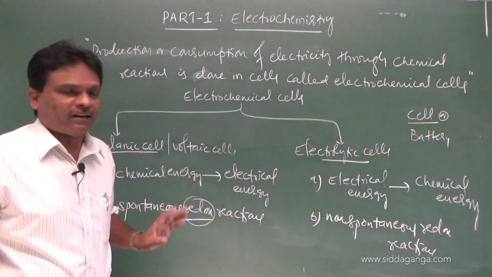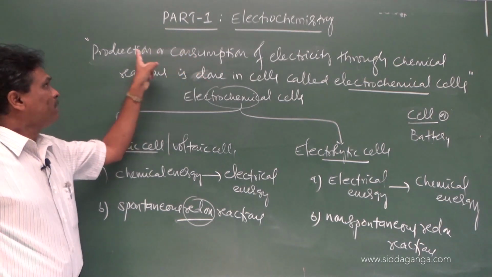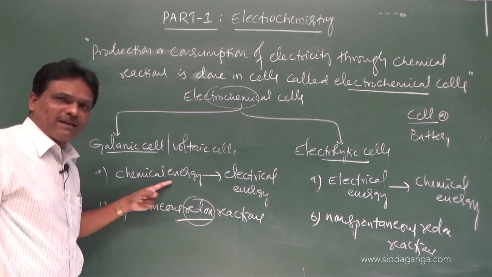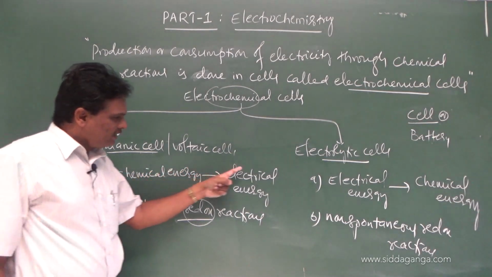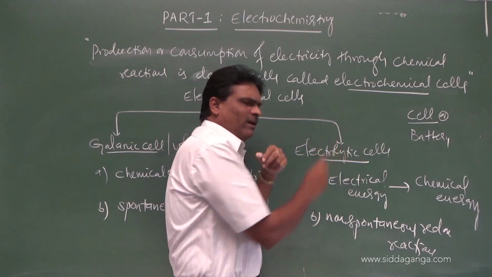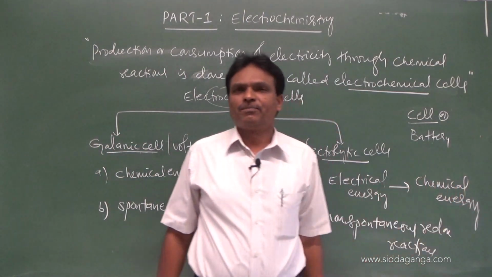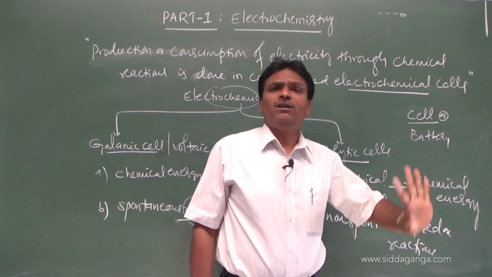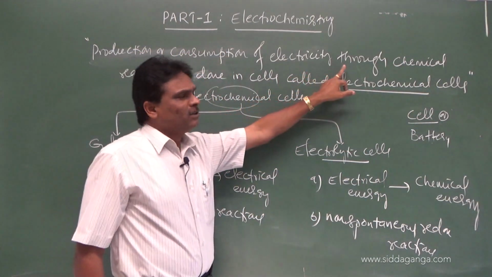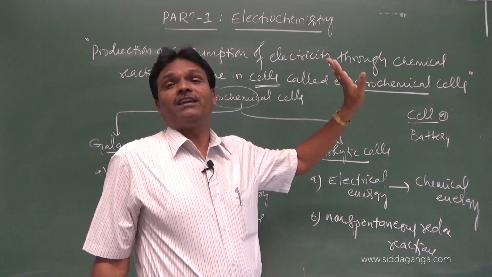Very important point, don't get confused. So what are electrochemical cells? Look at this definition: production or consumption. Production of electricity in the case of a galvanic cell is by means of chemical reactions, which means chemical energy is converted into electrical energy. That is a galvanic cell. Then consumption of electricity: in electrolytic cells, electrical energy is supplied to molten electrolytes, we get chemical substances, which means electrical energy is converted into chemical energy. So the production or consumption of electricity through chemical reactions done in cells, they are called electrochemical cells.